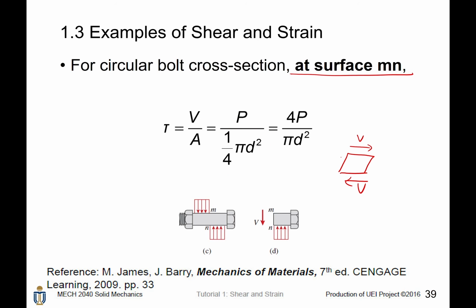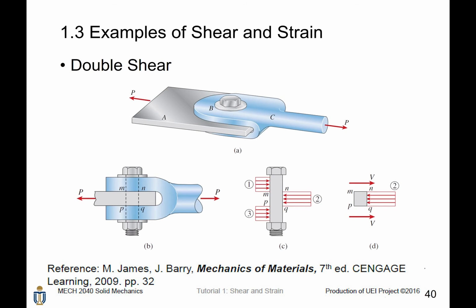Therefore, it equals 4P divided by pi d squared. The textbook also gave us a double shear example. Consider a bolt installed here. It is under a double shear with P exerted in the middle, with 1/2 of P exerted on the two ends, respectively. If we only consider the section in the middle, MNPQ, there will be shear force V acting on MN and shear force V acting on PQ.